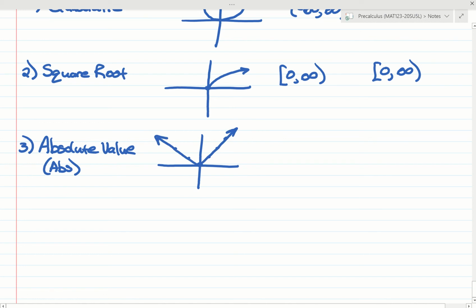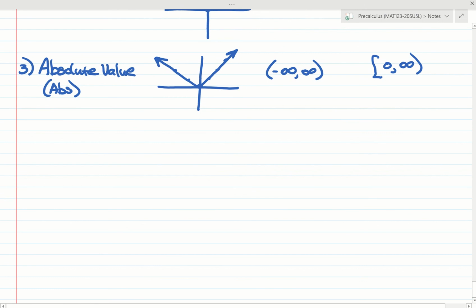It's different than a parabola. A parabola is rounded at the vertex. Absolute value is a V. We could take the absolute value of any number, so the domain is infinite. But if you see on the graph, the possible y values start at 0 and then go up until infinity. You will never get a negative answer for absolute value.